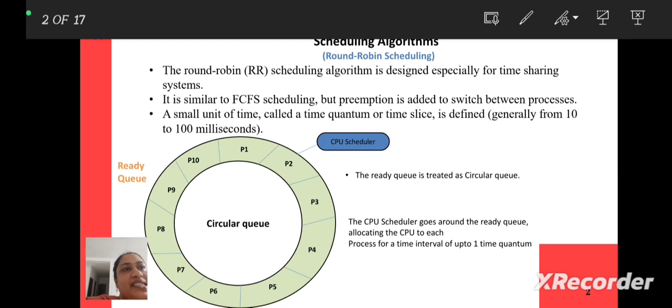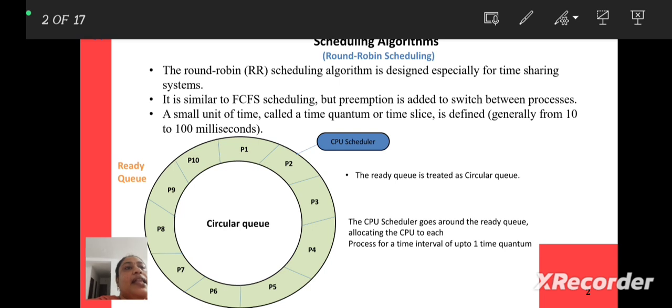There is a CPU scheduler that will assign the CPU to these processes. First of all, the scheduler will assign the CPU to the first process, P1. So it starts like FCFS scheduling, first come first serve. Whoever is first will be given the CPU first, and it will be given the CPU for a particular time quantum. We define a quantum of time, and only for that period of time will the CPU be assigned to a particular process.